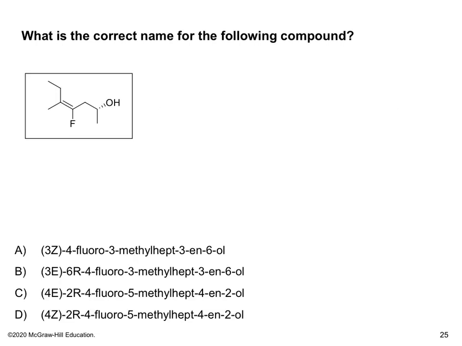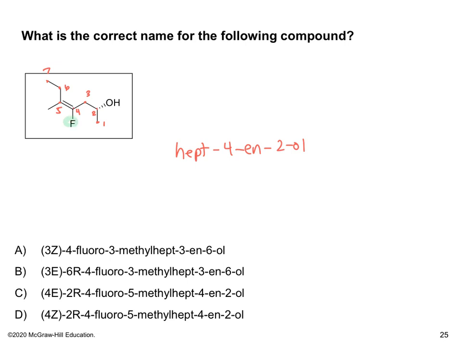What is the correct name for the following compound? Well, alcohol has a higher priority, so we're going to have to give that the lowest numbering. 1, 2, 3, 4. We have to go through the double bond. 5, 6, 7. So 7 is hept, and you've got to do the 4-ene, and then 2-ol. So we've got the 4-ene, 2-ol, and then what are our substituents?